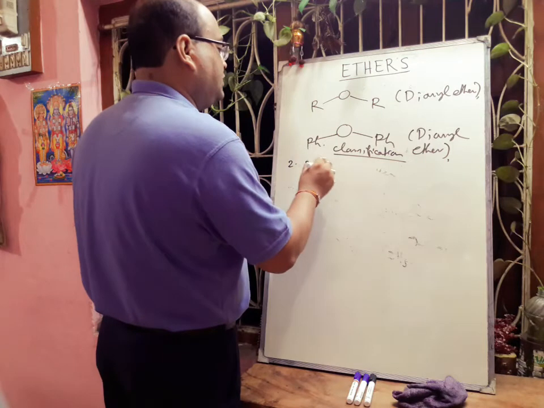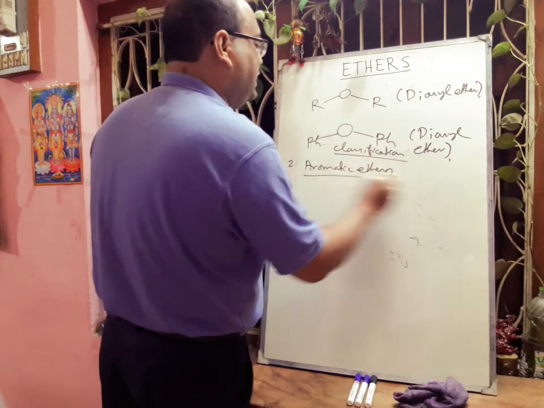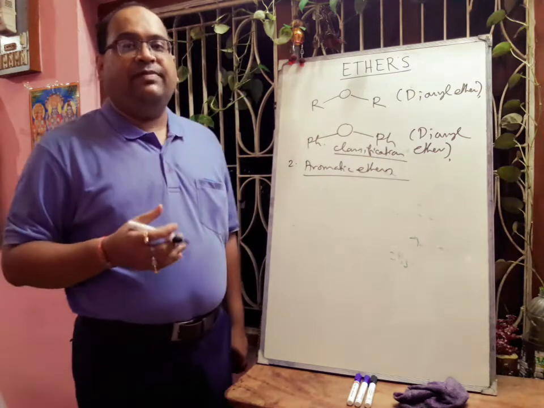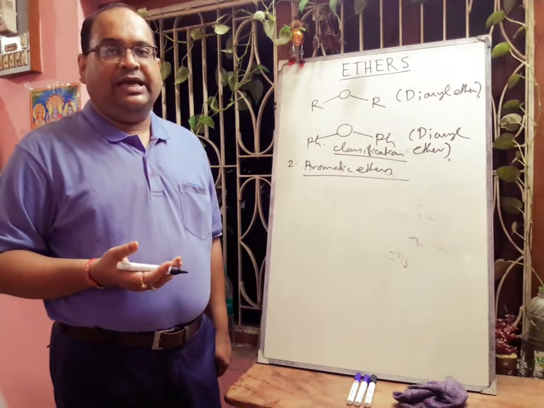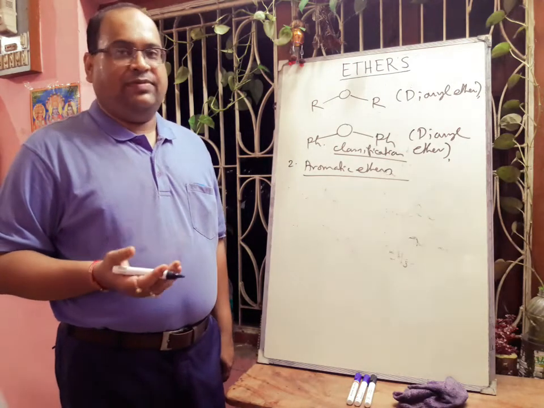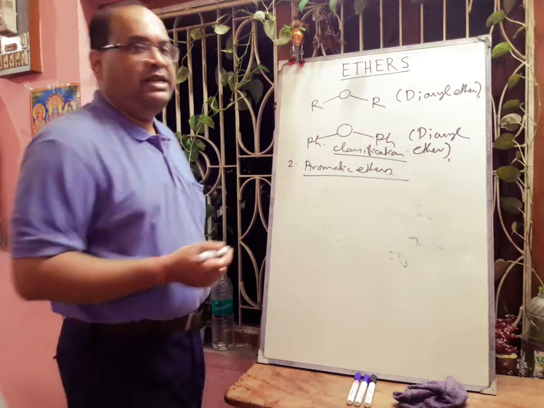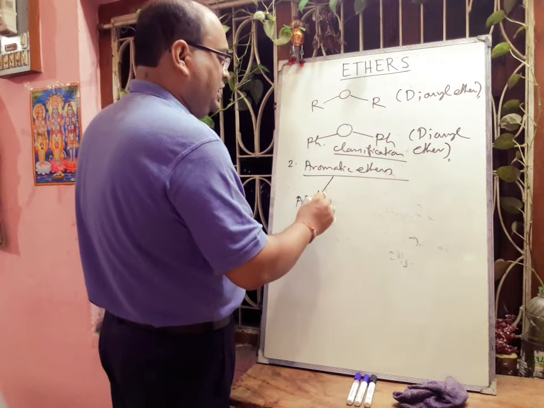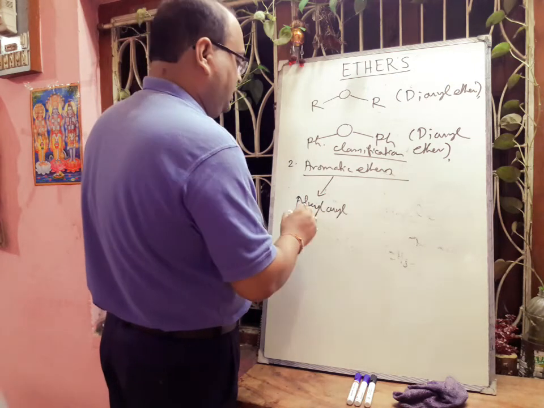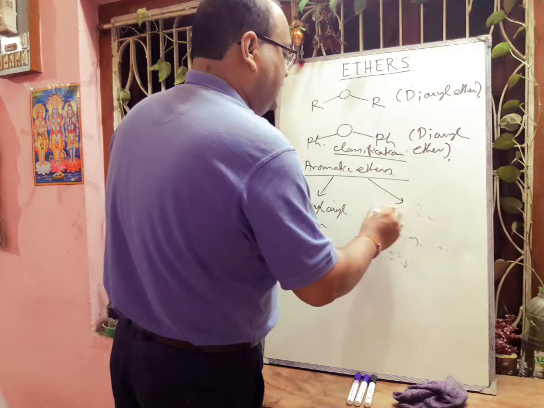Next we will discuss aromatic ether. Second, aromatic ethers. In aromatic ethers, both sides there may be an aromatic ring, or one side there will be alkyl and the other side aromatic. Based on this they can be divided into two parts. One is alkyl aryl ether. Another is diaryl ether.